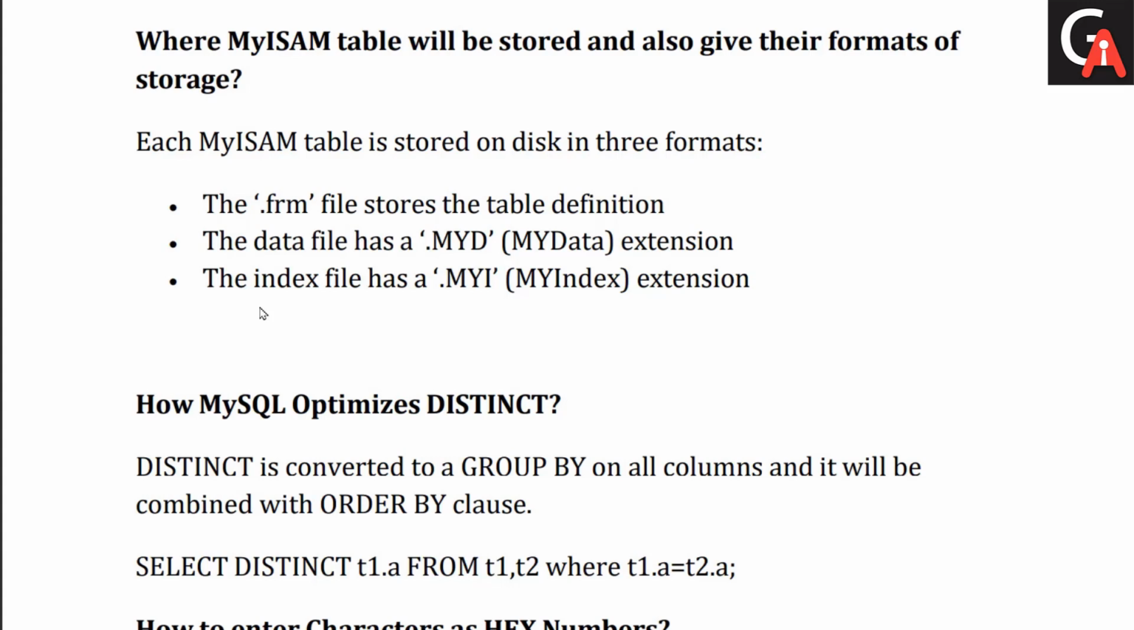Okay, so MyISAM is basically an engine in MySQL, and it is stored on disk in three formats: .frm stores the table definition, the data file is stored with the .MYD extension, my data, and the index file is stored with the .MYI extension, my index. So these are the different types of storage we have for the definition, the data, and the indexes. Clear? So MyISAM is an engine in MySQL.